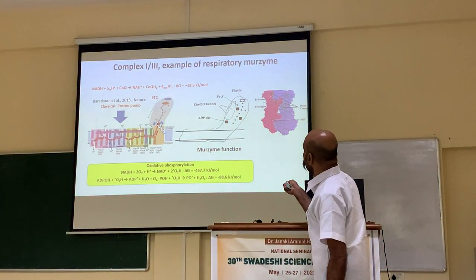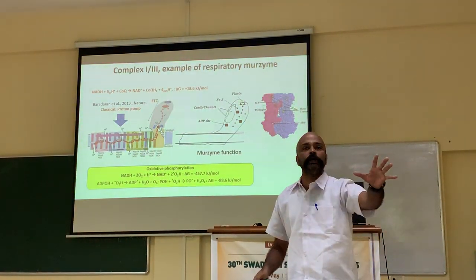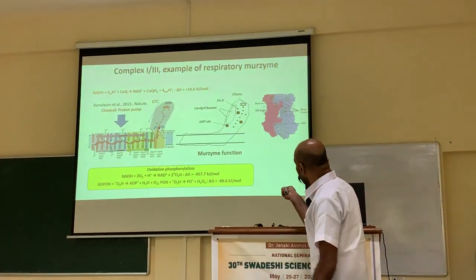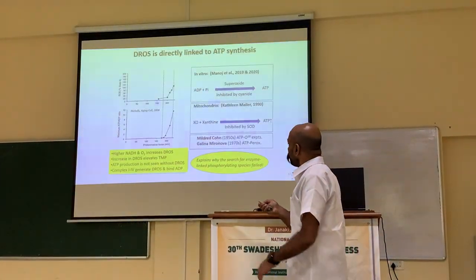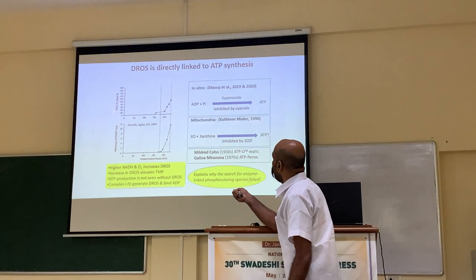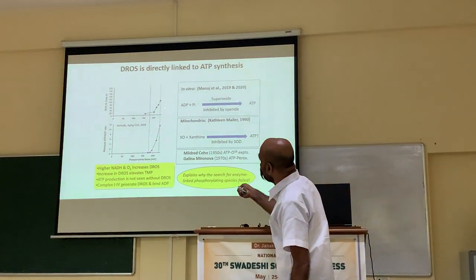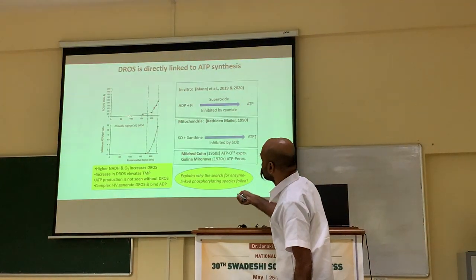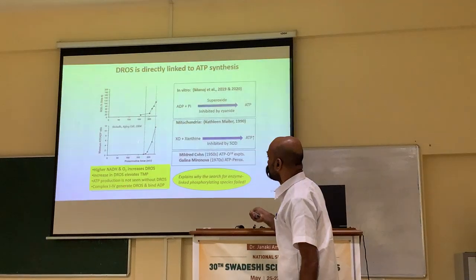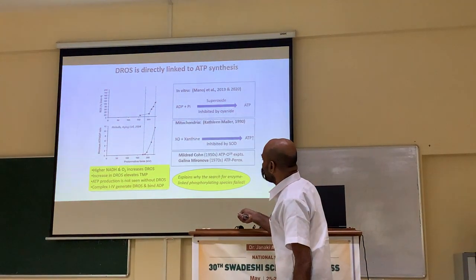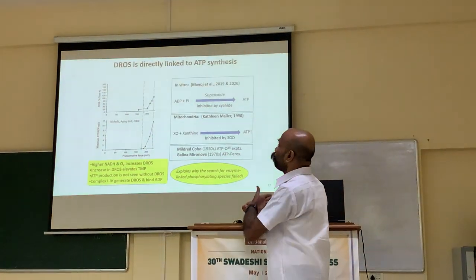Complex 3, you see, there is no role for this particular protein part at all in the classical system. The new model has this as ADP binding sites. So now here you see the transmembrane potential is directly correlated to reactive oxygen species. Without reactive oxygen species, there is no ADP synthesis. Very clearly, you can see that if you give more NADH and O2, you have more ROS.